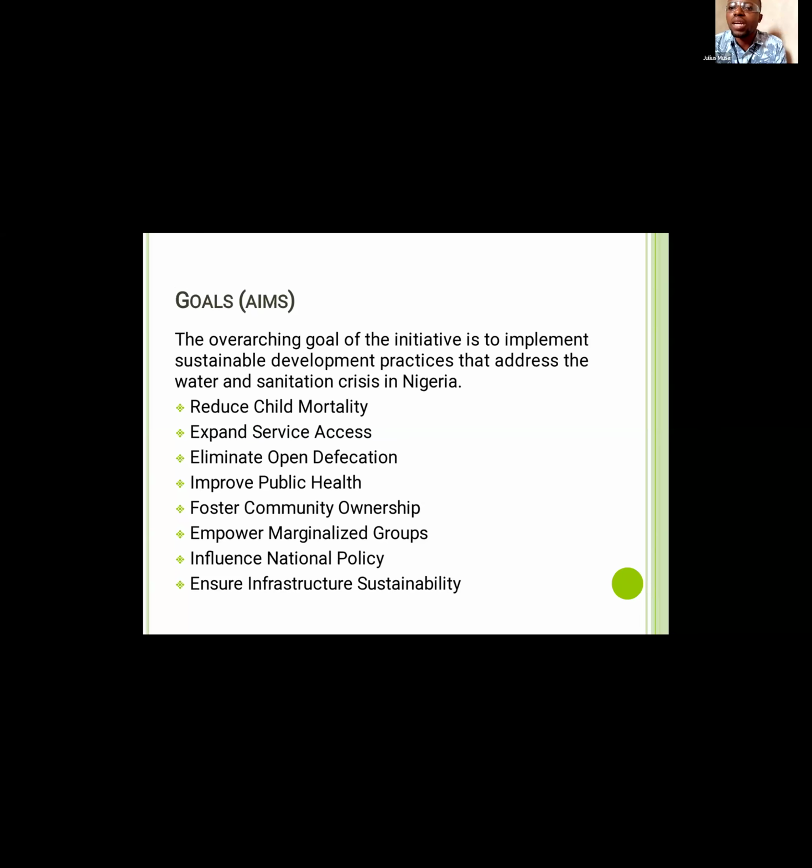Eliminate open defecation, improve public health, then we have foster community ownership, then empower marginalized groups, influence national policy, and ensure infrastructure sustainability. Next slide.